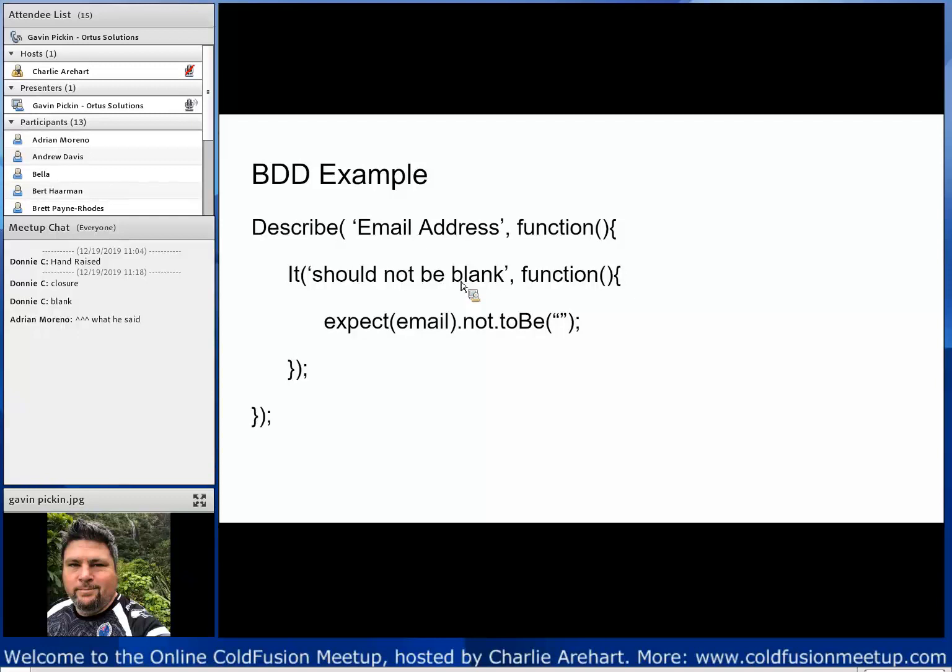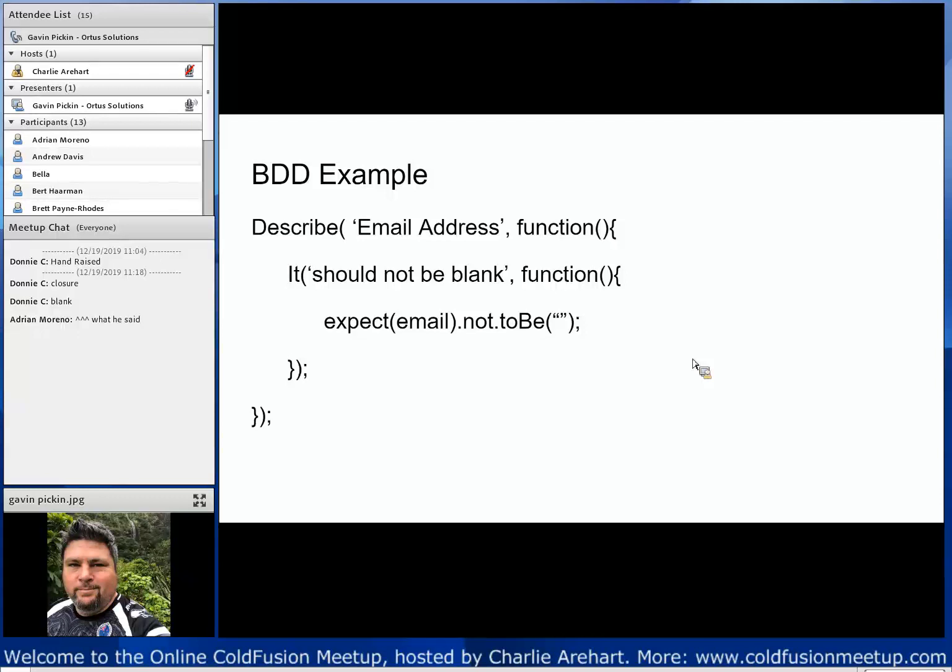It's much more readable for me, because I wrote it, but somebody else coming along should be able to tell. You kind of ignore the function piece, and everything else is human readable. And then when we run a report on our test, we have described the email address. It should not be blank. Expect email to be. And so if that passes or fails, it should be much easier for someone to read.